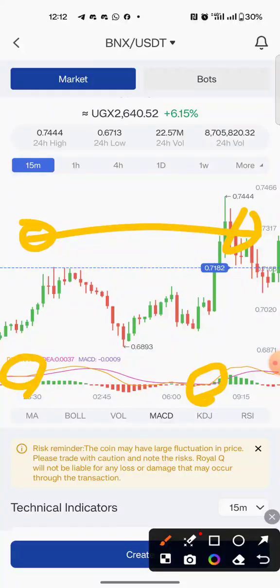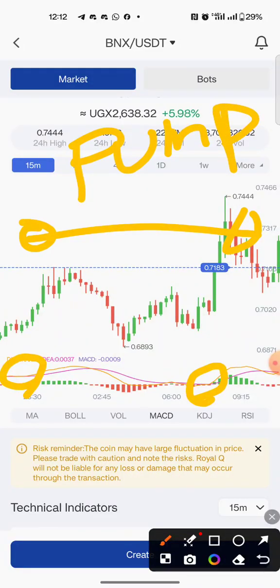When the golden cross happens above the zero line, in most cases, coins pump. I've said in most cases. I've not said it is what happens all the time. When the crossover happens below the zero line, coins go up. They go up, but they don't pump.